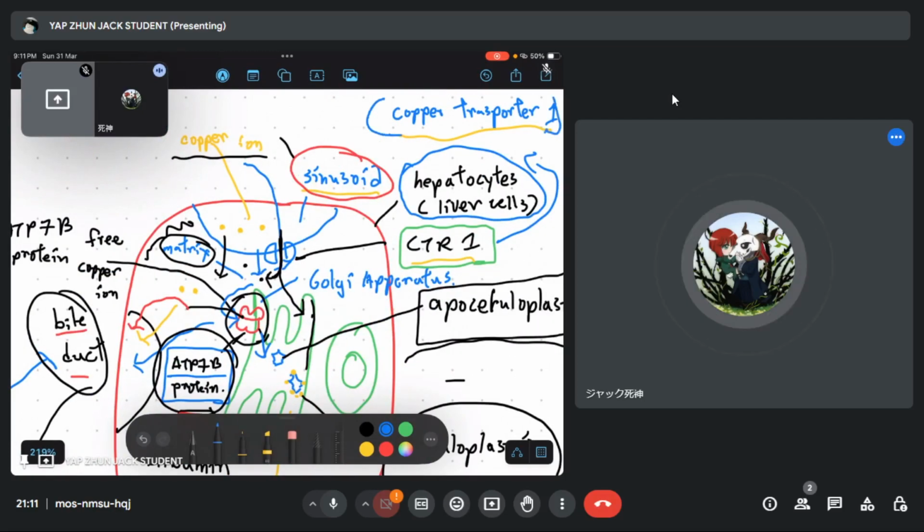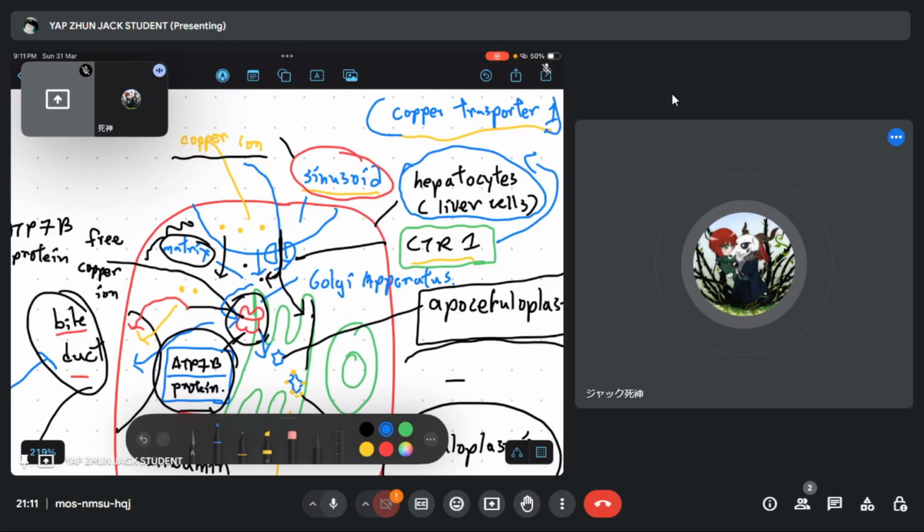This copper transporter 1 here. Okay, why do I give the name copper transporter 1? Because in the sinusoid they have a lot of other transporters, not only one copper transporter, so we label it as CTR1. Okay, the CTR1 will transport the copper ions to the matrix. After it's transported to the matrix, then it should go into the Golgi apparatus.